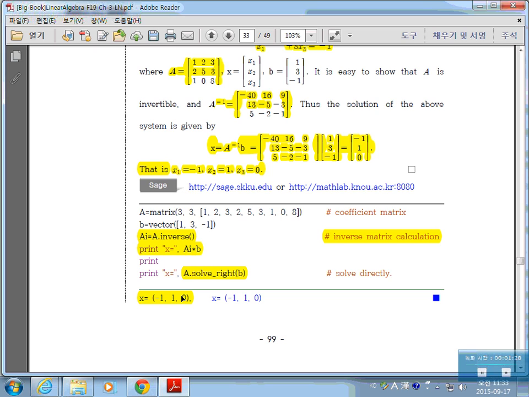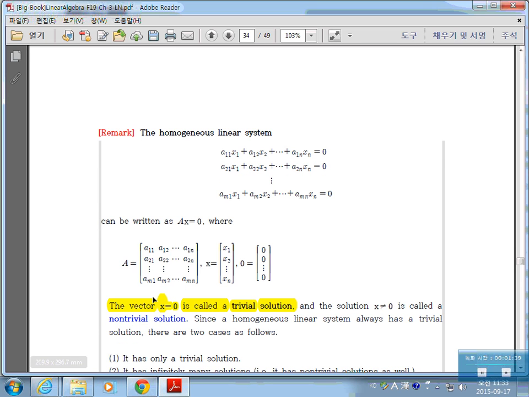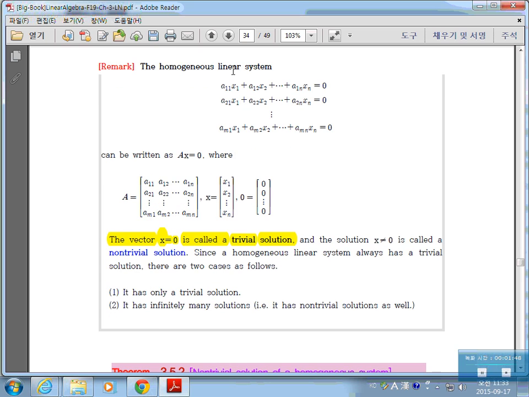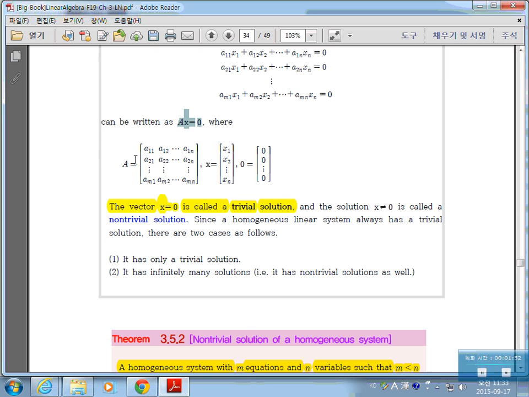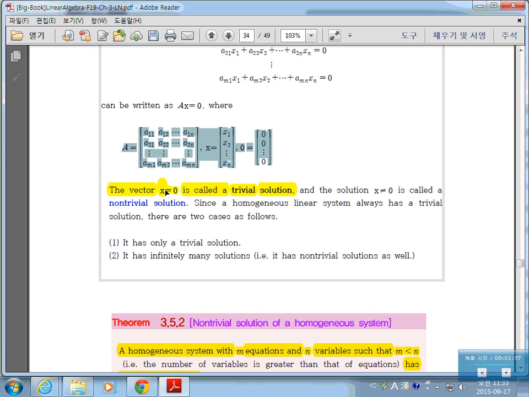So we compare those two solutions, this solution and the solution from solving the linear system of equations. We check the solutions are the same. So it's easy. If the linear system has an inverse, just find the inverse, then multiply to solve the linear system of equations. Here, a homogeneous linear system of equations like this can be written in this way.